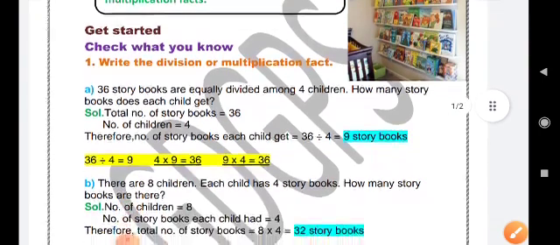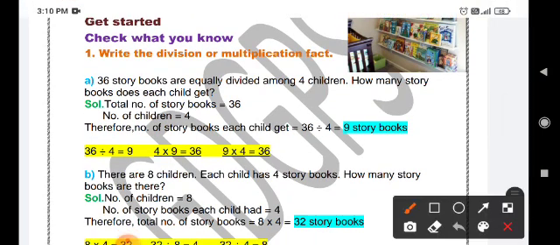Okay, now it is time to get started with knowing what you know. Check what you know. So let us do this section. Dear students, just open your new Maths Time textbook, with a pencil in your hand. Also keep your notebook ready. First we will be doing question 1. Part A is a word problem, a story sum, that tells us that 36 storybooks are equally divided among 4 children. How many storybooks does each child get?